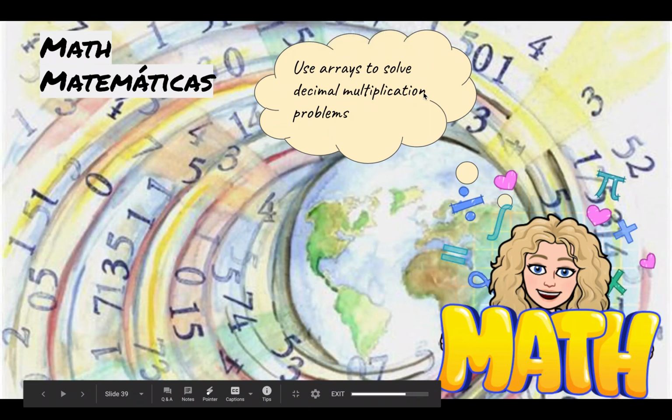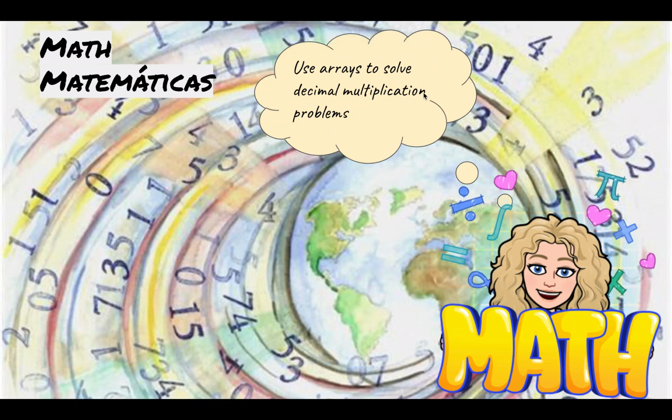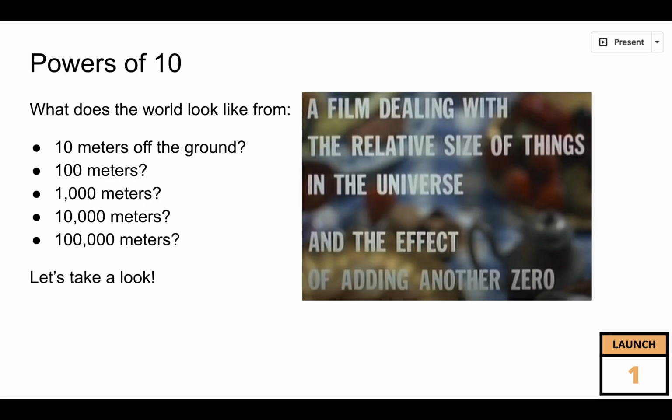Hey everybody! Today we are going to use arrays to solve decimal multiplication problems. So before we do this, I want to think a little bit about the powers of 10. So the powers of 10 means multiplying by 10. So it's like 10, 100, 1000, 10,000.